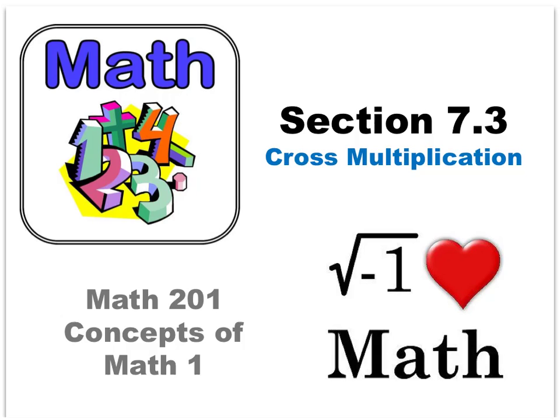Hello, this is a section 7.3 lesson. In this section we're going to talk about a couple of ideas. First we're going to connect the idea of ratios and fractions, and then second we're going to talk about this idea of cross multiplication. We all know and love cross multiplication. We know how to do it. We're going to talk about why cross multiplication works and what it is we're really doing when we cross multiply.